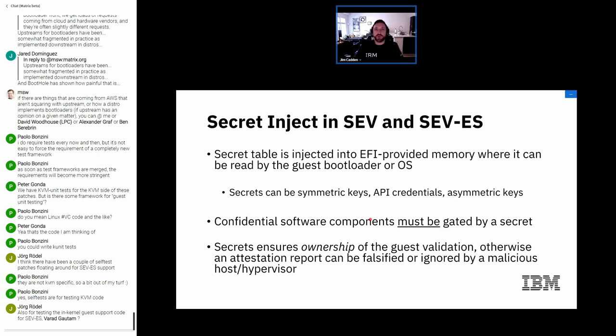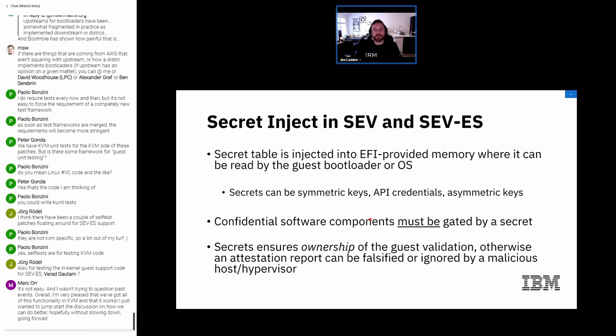But a subtle and important point with this procedure is that the confidential components of the guest software must be gated by a secret. You cannot simply rely on a successful attestation stamp of approval in this model, because there are attacks that would allow a malicious host or hypervisor to either falsify an attestation report or simply ignore the request or the result of a guest owner and continue the virtual machine or container's boot. So the secret is effectively the key to start the confidential runtime.